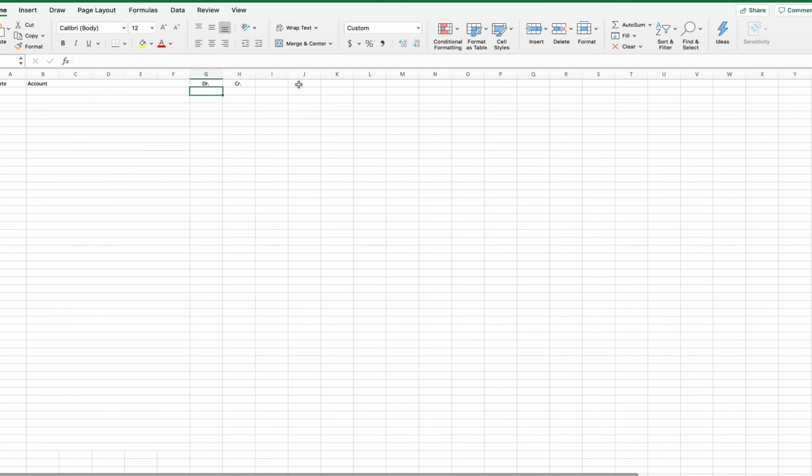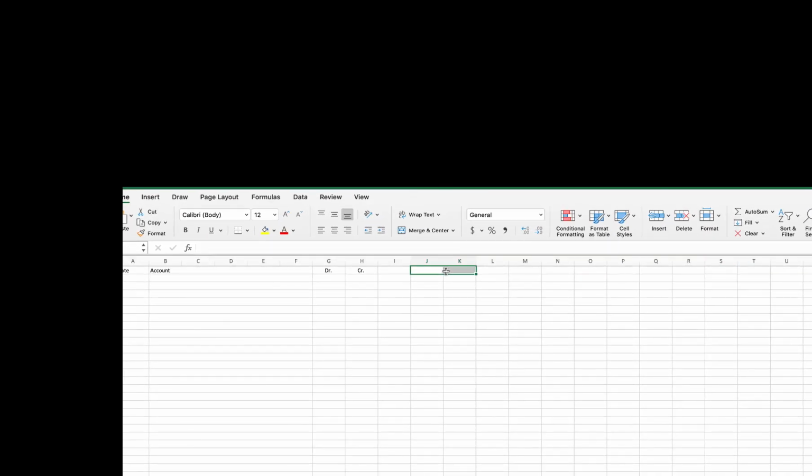So let me show you how to create a T account, okay? I'm going to come over here in J1, K1. I'm going to merge and center these, and I want to put a bottom border, okay? The first account is usually always going to be cash.